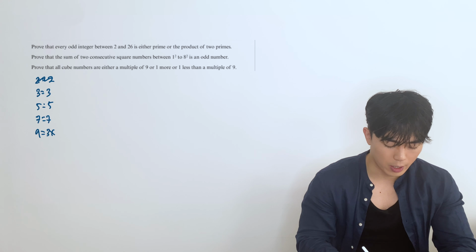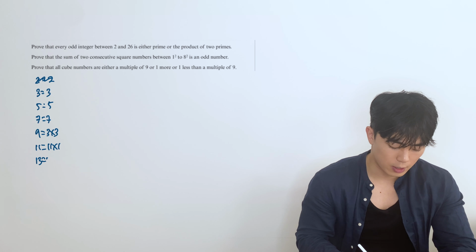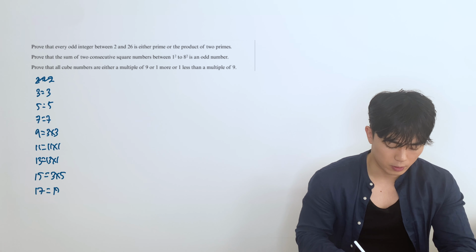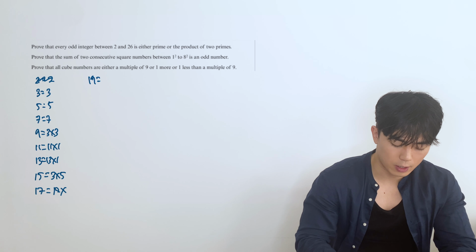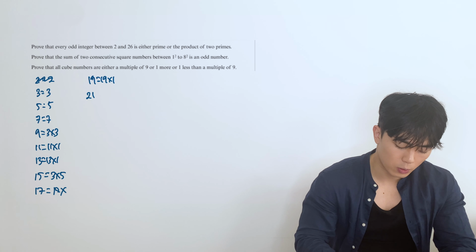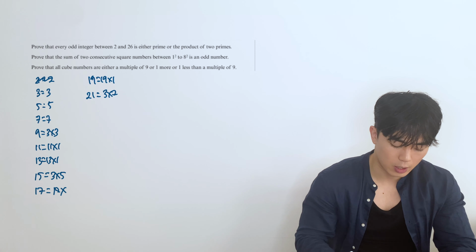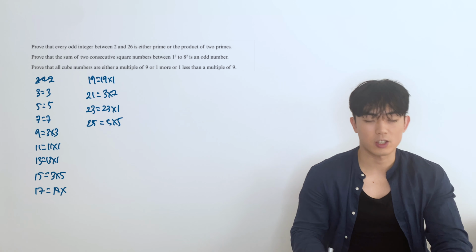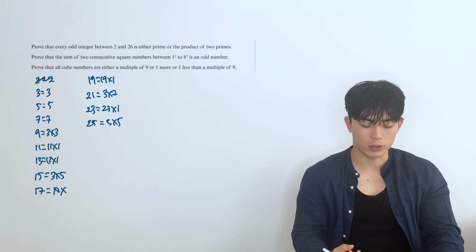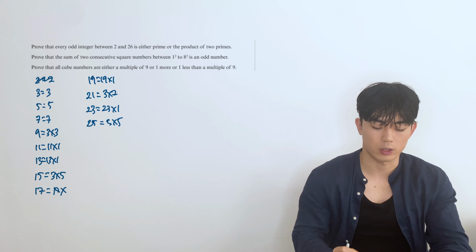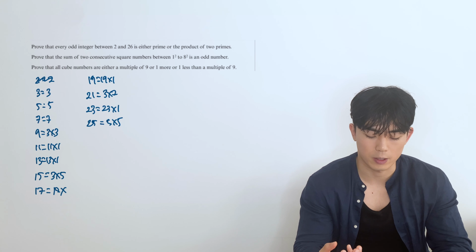9 would be 3 times 3, 11 would be 11 times 1, 13 is 13 times 1, and just keep going until you have shown each single scenario. Like this. 19 is 19 times 1, 21 is 3 times 7, and 23 is 23 times 1, 25 is 5 times 5. So as you can see, we're showing that all the odd numbers are a prime or a product of two primes together.